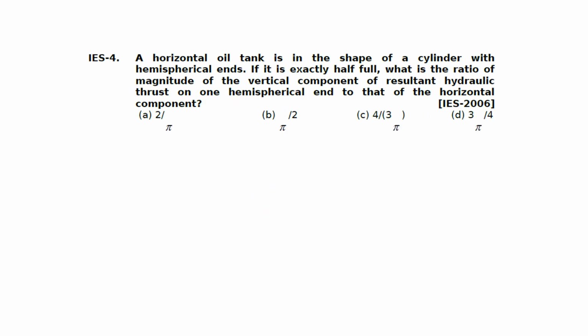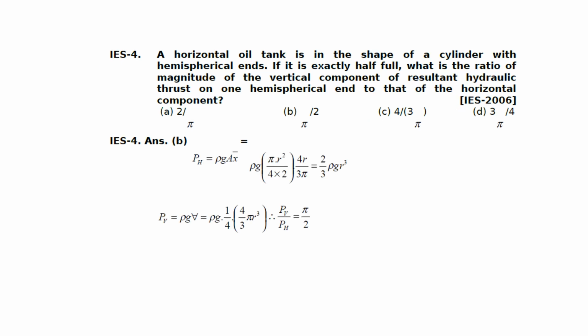Next question, it's a formula based question. A horizontal oil tank is in the shape of a cylinder with hemispherical ends. If it is exactly half full, what is the ratio of the magnitude of the vertical component of the resultant hydraulic thrust on one hemispherical end to that of the horizontal component? So they are asking for the ratio of vertical by horizontal.